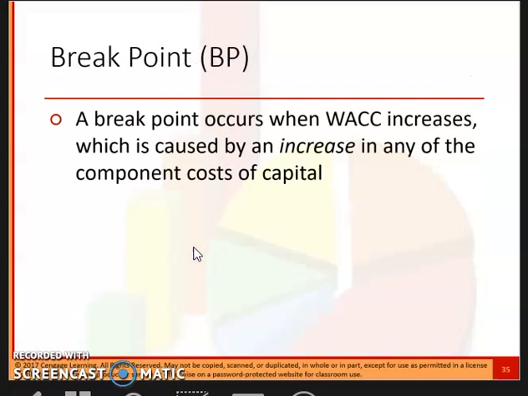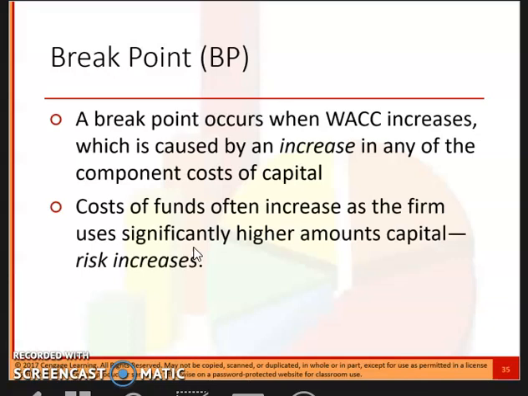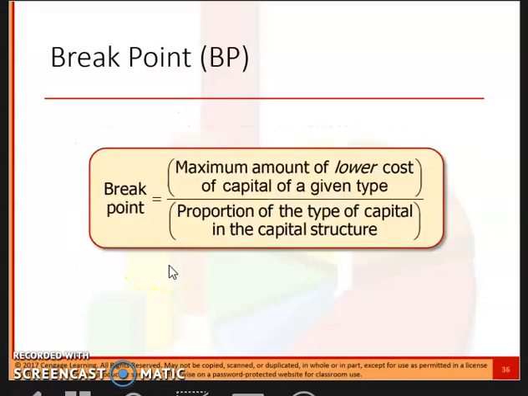A breakpoint occurs because the weighted average cost of capital increases, which is a point caused by any increase in any of the components' cost of capital. Cost of funds increases because the firm uses higher amounts of capital, so risk increases. So the breakpoint is we take the maximum amount of lower cost capital of any given type. That would be provided in the problem, and then a proportion of that type of capital in the structure.